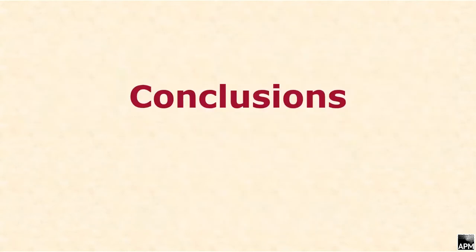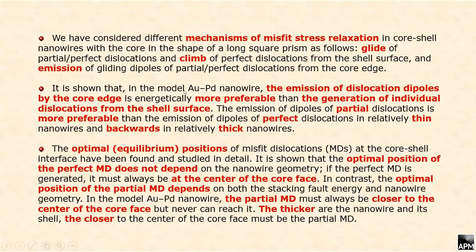Okay, I will come to the conclusions. So we have considered different mechanisms of misfit stress relaxation in core-shell nanowires with the core in the shape of a long square prism, as follows.